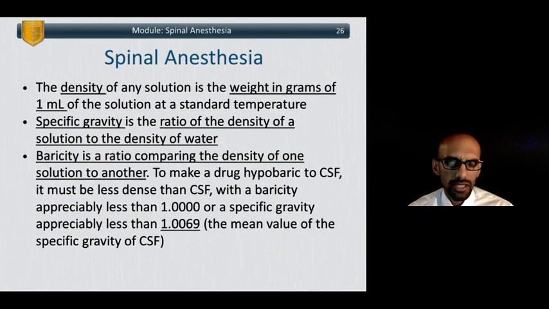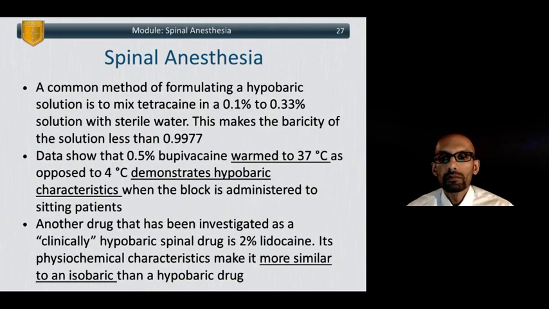And just to review the concepts of density and porosity, density is mass per unit volume. It's the weight in grams of anything per cc of volume. Specific gravity is the ratio of a density of one solution to another. And in clinical anesthesia, we use porosity as a ratio comparing the density of local anesthetic solution to CSF, essentially. And so a hypobaric drug has a porosity less than 1, whereas a hyperbaric drug is much higher than 1. So a common method for formulating hyperbaric solutions is simply to mix your drug with sterile water.